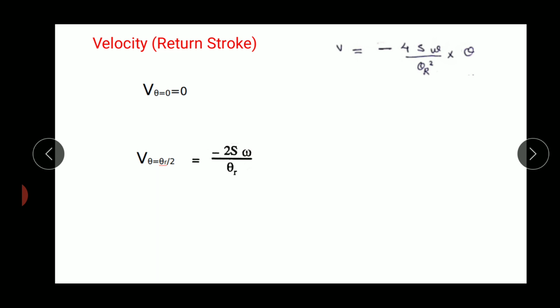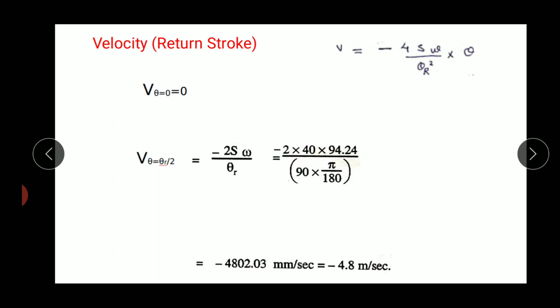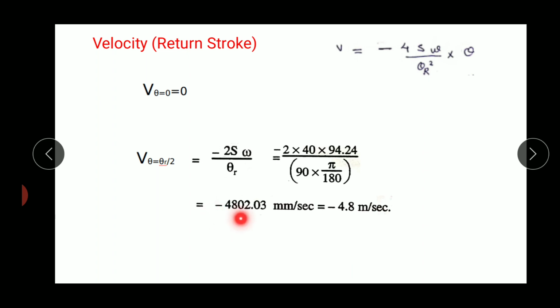Put all the values over here. Theta R you can put in terms of radians directly, or you have to multiply it by pi by 180 when you put it in terms of degrees. We put it here in terms of degrees, so multiply by pi by 180. This entire term is theta R only. If you calculate it earlier at the start, then you have to put the value of theta in terms of radians directly instead of multiplying by pi by 180. So minus 2s omega upon theta R, its value comes as 4802.03 mm per second with a minus sign. Convert it into meter per second, so it is minus 4.8 meters per second.